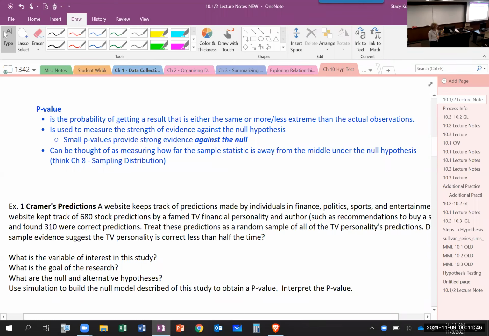The p-value is the probability of getting a result that is either the same or more or less, depending on our inequality symbol. So it's the probability of getting a result that is either the same or more extreme than the actual observation. It is what we use to measure the strength of evidence against the null.